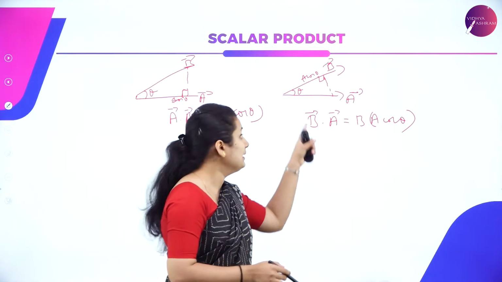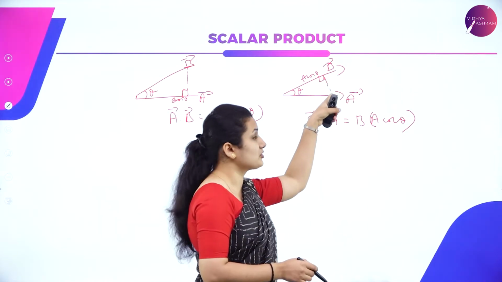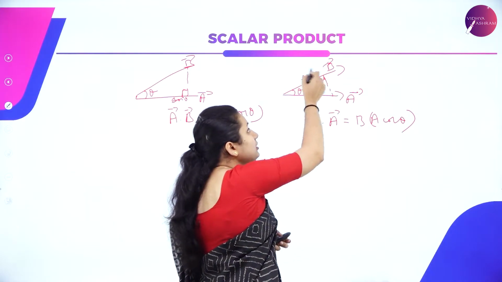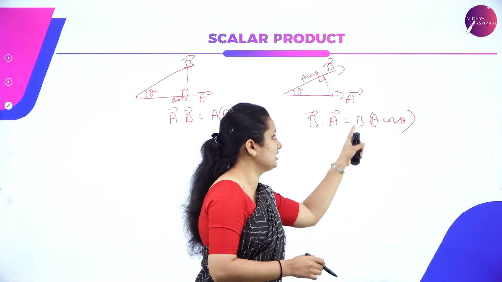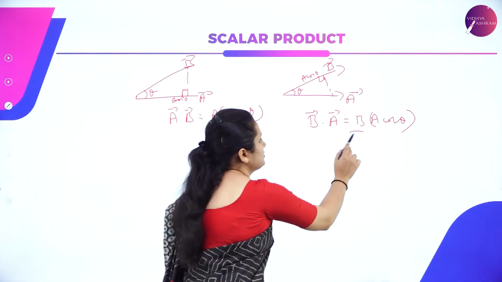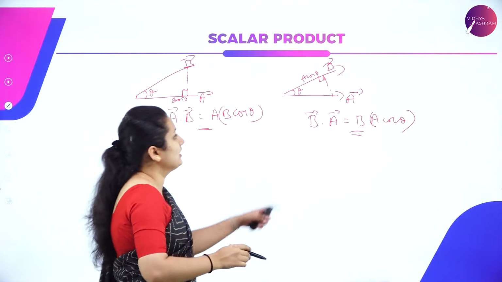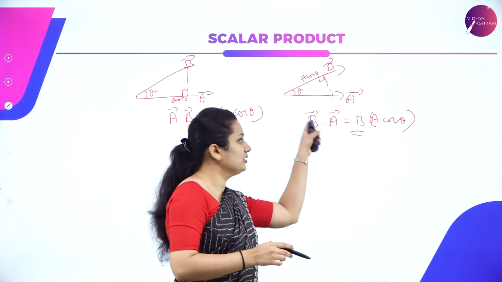Similarly, I want to find B dot A. That means it is the projection of A on B. So I am dropping a perpendicular from A to B. That will be A cos theta. It is BA cos theta. So it is the same, but here it is the projection of B on A, and here it is the projection of A on B.